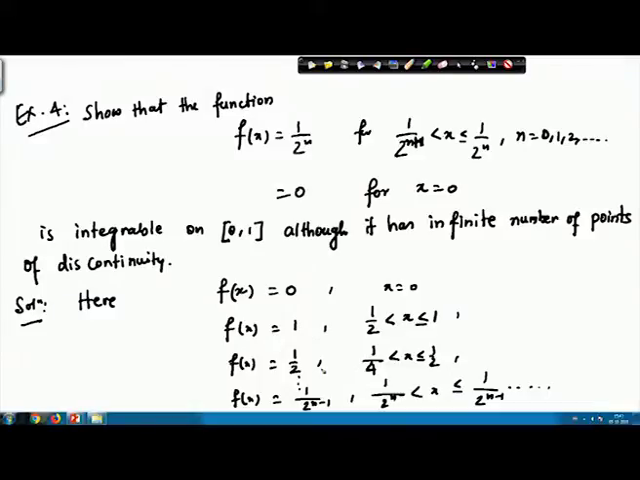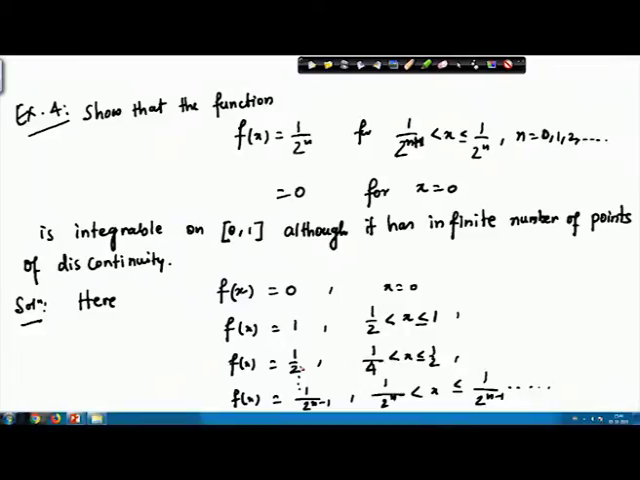And secondly, we can see that at x equals 0, the function is discontinuous. At x equals half, it is again discontinuous. At x equals 1 by 4, it is again discontinuous, and so on. So the function has an infinite number of points of discontinuity, because n is running up to infinity. The function is always discontinuous at points of the type 1 by 2 to the power n.